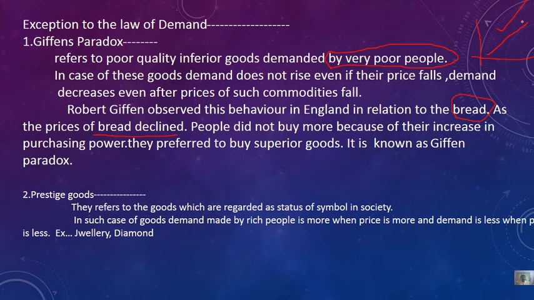According to Mr. Robert Giffen, when the price of inferior goods like bread falls, demand declines. The poor people, due to an increase in their real purchasing power, prefer to buy superior goods due to the rise in their real income. Therefore demand for superior goods increases, which means there is a fall in demand for inferior goods, which is an exception to the law of demand.